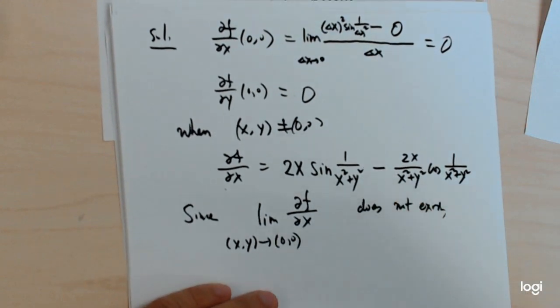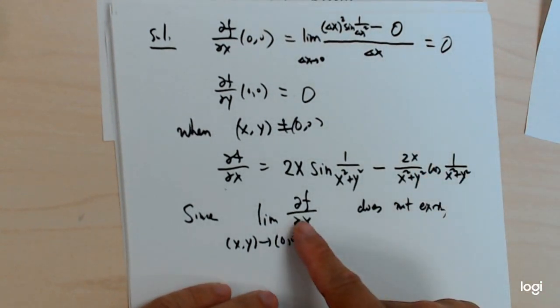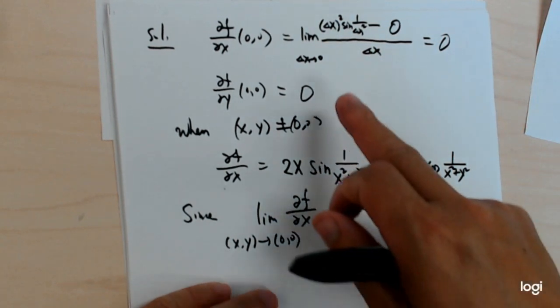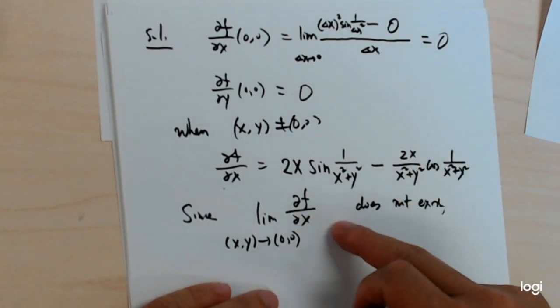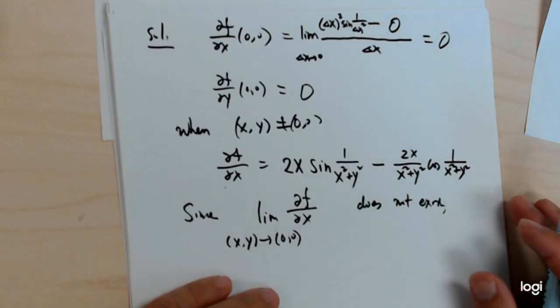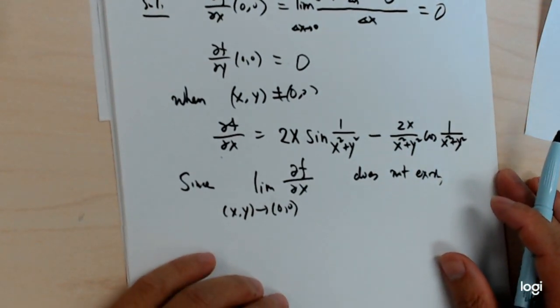For the partial derivative to be continuous, I need the limit equal to what? Equal to 0, okay, equal to 0. But the truth is, this term that you're looking at here, the limit does not exist, okay? The limit does not exist.